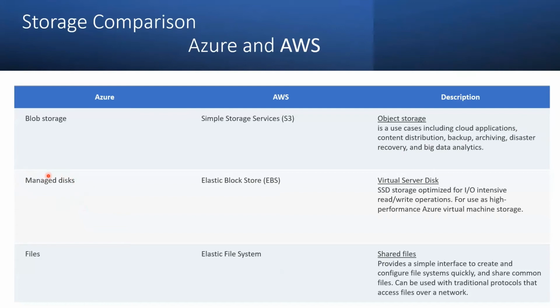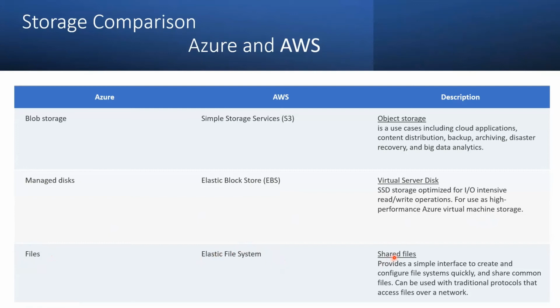The second offering in Azure is Managed Disk, and in AWS it is known as EBS, Elastic Block Storage. The description is a virtual server disk, used for connecting a disk to a virtual machine, which provides SSD storage optimized for IO-intensive read-write operations for high performance Azure virtual machine storage, or AWS virtual machine storage. Let's deep dive on the third offering, Files and Elastic File System.